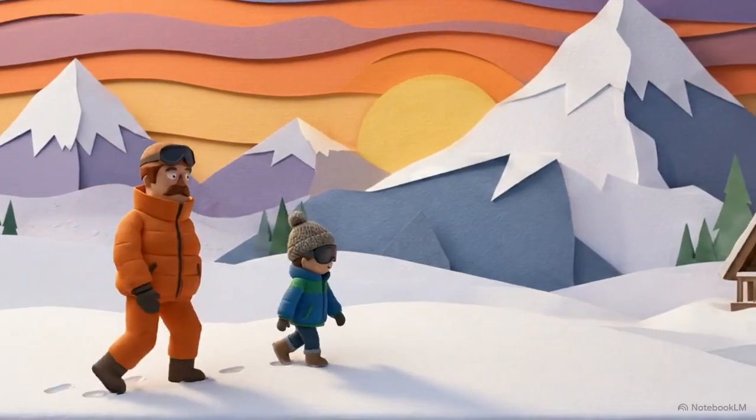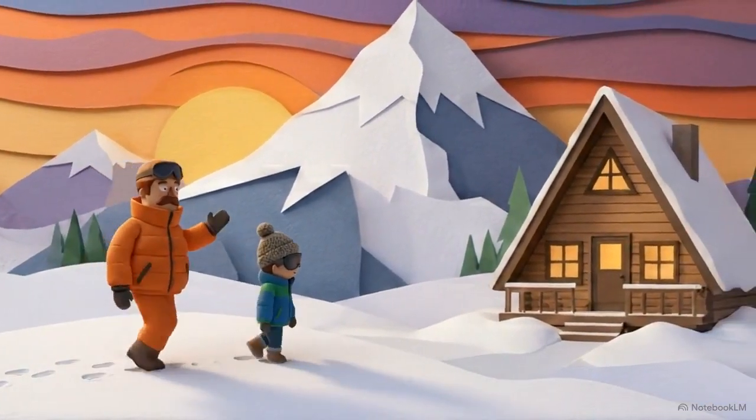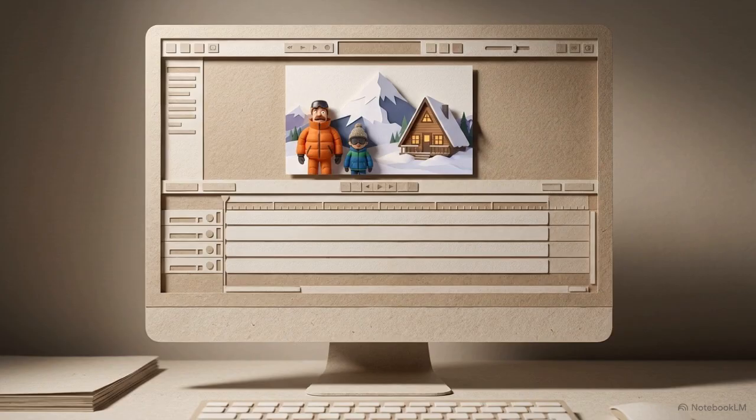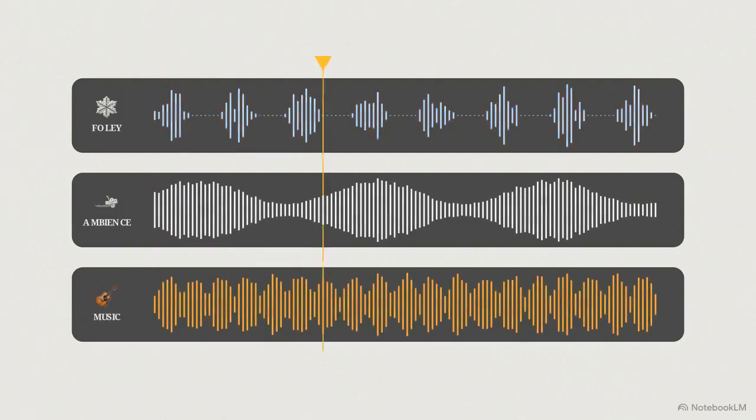Take a look at this final shot of the dad and son walking toward the lodge under that sunset clay sky. By following the blueprint, you have just directed, generated, and edited a complete studio-style short film. To push this even further, you can drop your final render into an audio program. Adding the sound of crunching snow, wind, and a cozy acoustic track elevates the piece.